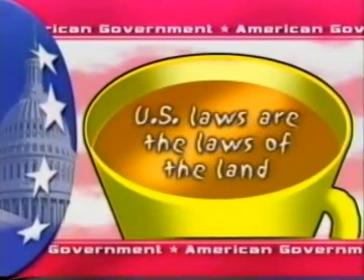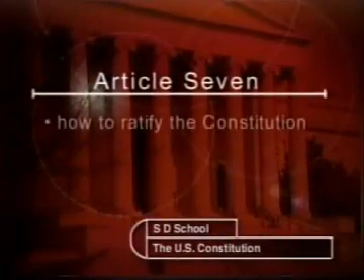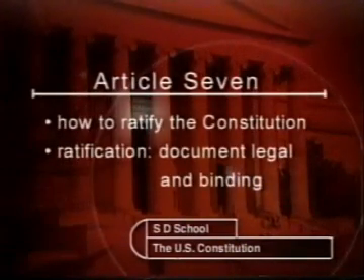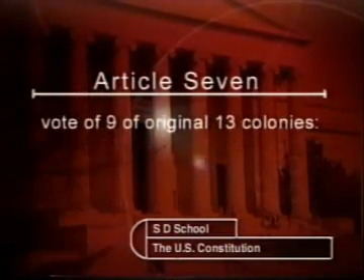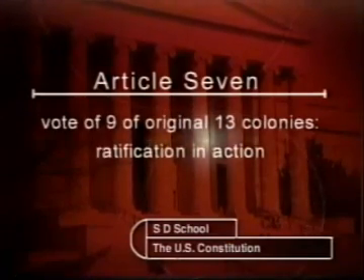Article 6 also states that no religious test will be required in order to hold an office. Finally, Article 7 contains the directions for how to ratify the Constitution. Ratification is when the document first becomes legal and binding. A vote of 9 of the original 13 colonies is all it took to put ratification into action. So that's the meat of the Constitution for you. Before we go further, let's take a quick look at the articles we just covered.